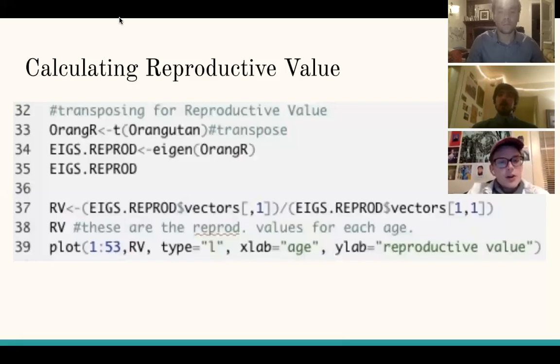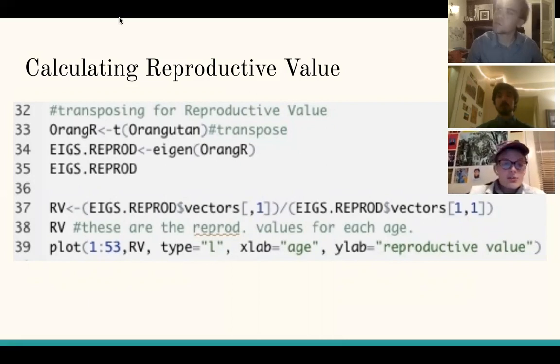Cool. Yeah, so this is the code that we use to create the reproductive values. We should all be relatively familiar with it. It's just transposing the Leslie matrix, and then getting the eigenvalues, or the vectors, from that, and then dividing that to create a plot eventually that is in the next slide.